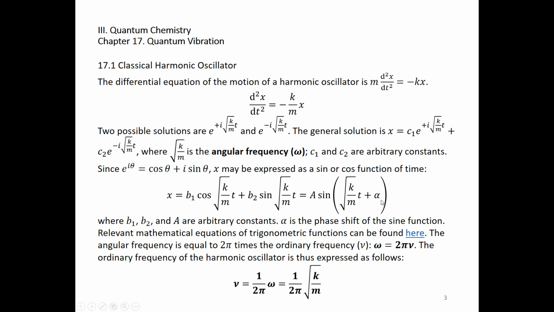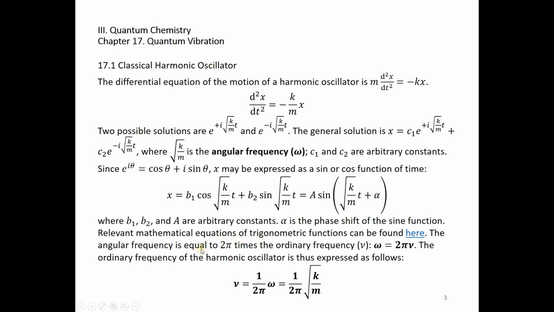If we assume at time 0 there's no displacement, alpha is 0 in that case. Again, alpha is the phase shift of the sine function. The square root of k over m is the angular frequency of the sine function. B1, B2 are arbitrary constants. Therefore, this A is an arbitrary constant.